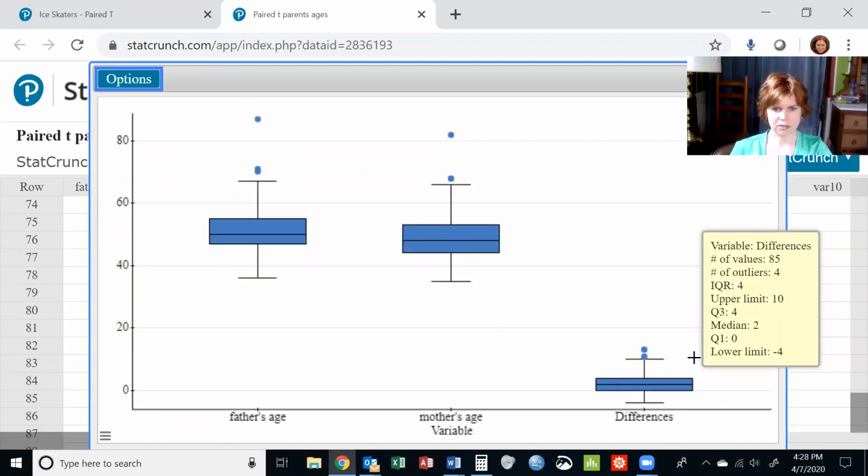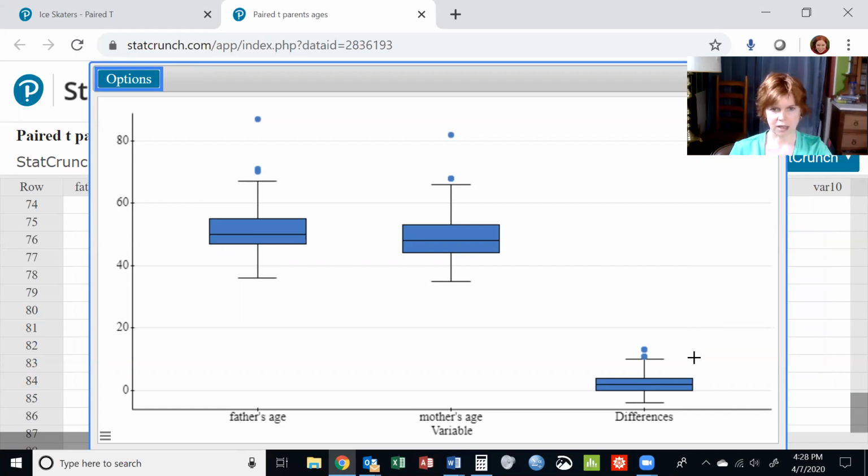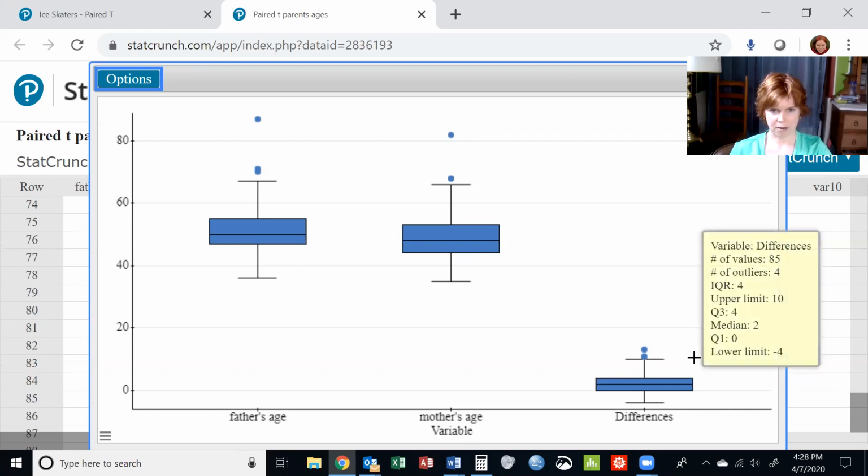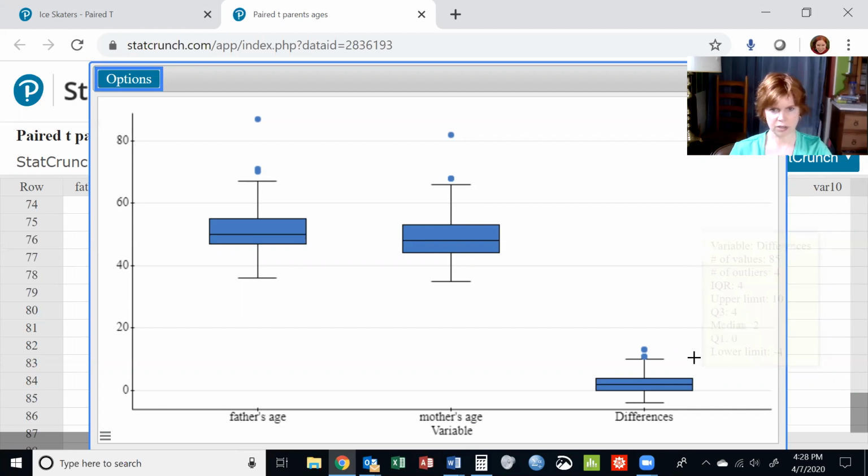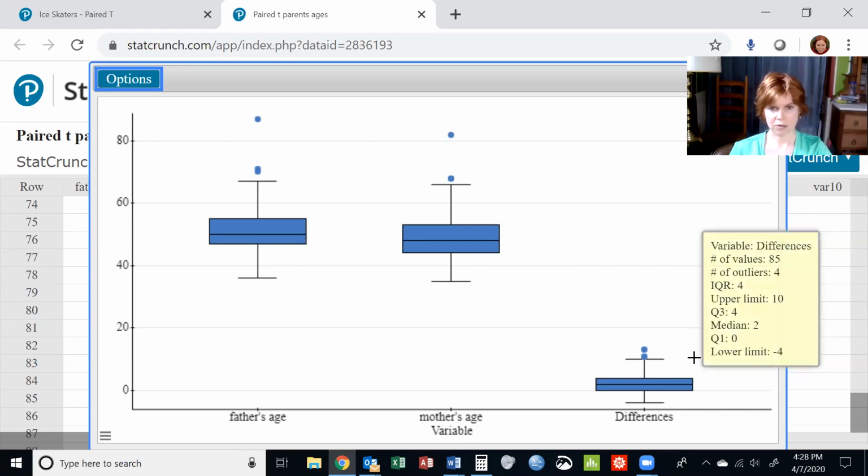All right, but if I just look at the father's age versus the mother's age, this is what I would look at if I was doing an independent test. So if I look here, I can see that the median age for the fathers is a little bit higher than the median age for the mothers. But if I didn't know that one went with the other, then there's a lot of overlap in this middle 50% of the data.